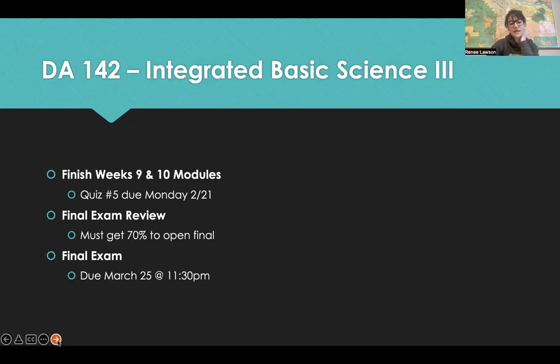In integrated basic science, we need to finish up the week 9 and 10 module. So the only thing you have to complete in that class and turn in is quiz number 5. That's due next Monday, the 21st. And then you've got your final exam review. And again, you've got to get 70% on that in order to open the final. And then your final is due end of finals week on the 25th as well.